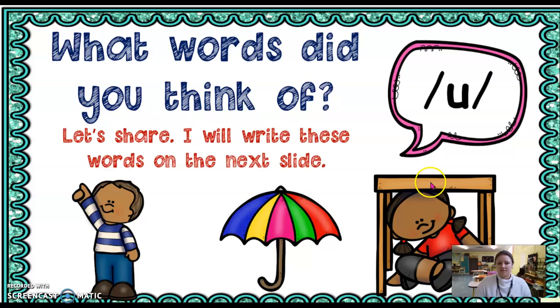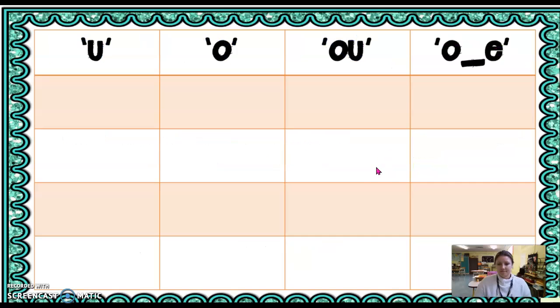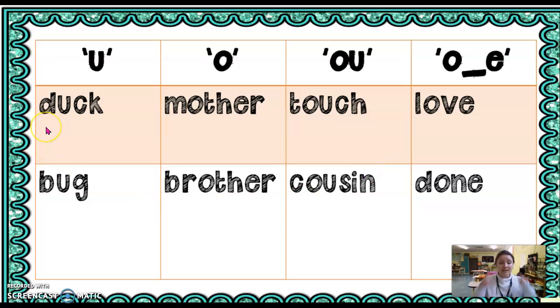What words did you think of? On the next slide, I'm going to include some that I thought of. I know that the word duck says /u/. Bug says /u/. I know that mother and brother have the same sound. I know that touch and cousin have the sound. And I know that love and done make the sound. When I hear them, I hear the sound, even though they use all different spellings.